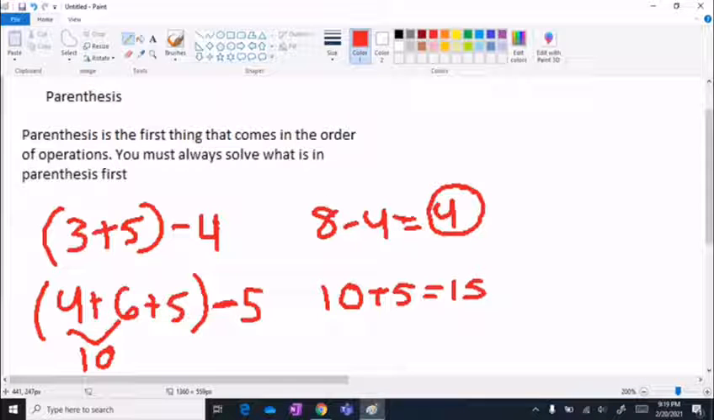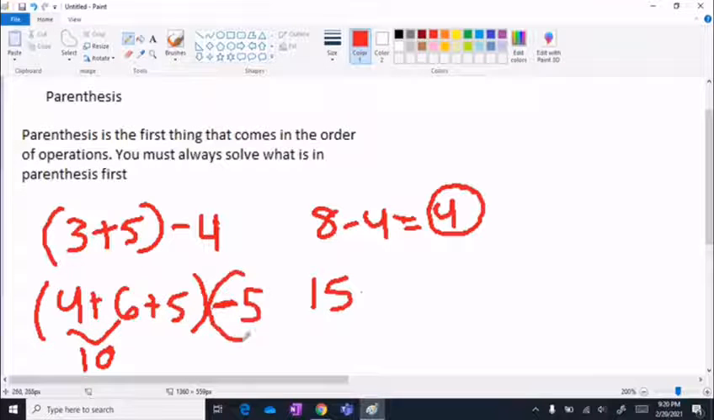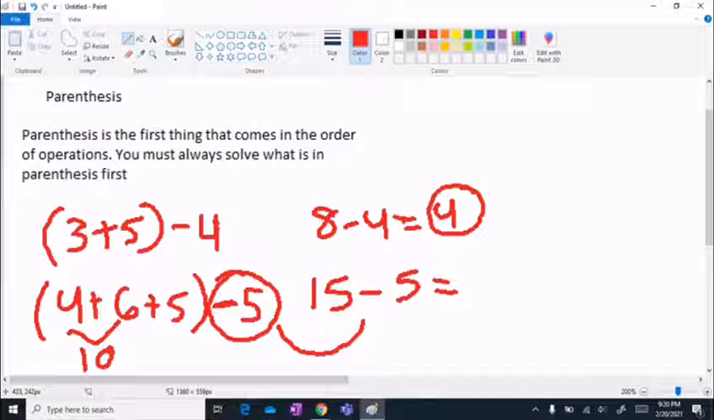So we already have what's in parentheses first. We can erase this. Now all we have is this minus 5 right here. So let's move it over here. 15 minus 5 is 10. And we solved our second one.